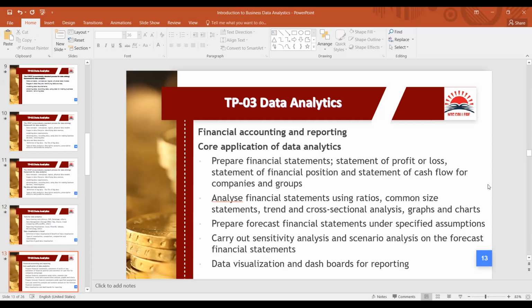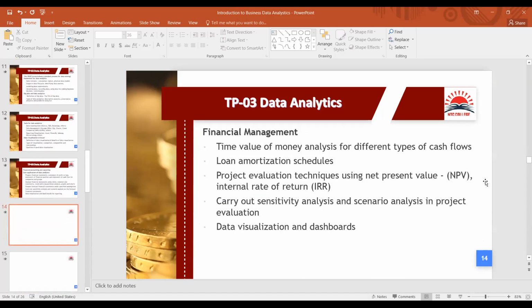We'll be looking at how to do it and how to do the interpretation. Then there's the element of financial accounting and reporting. For the candidates who don't have the financial accounting knowledge, you don't need to worry. I will take you through how to interpret the accounts and do the analysis, and how you'll also be able to do the data visualization and dashboard for reporting purposes.